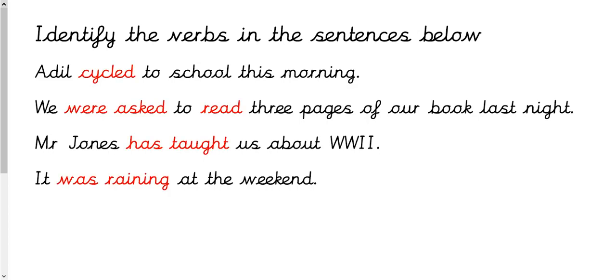Okay, let's have a look then. So, in the first one, your verb is cycled. In the second sentence, you've got the verbs were, asked, and read. In the next sentence, you've got has and taught. And in your last sentence, you've got was raining. Okay, well done if you got those correct.